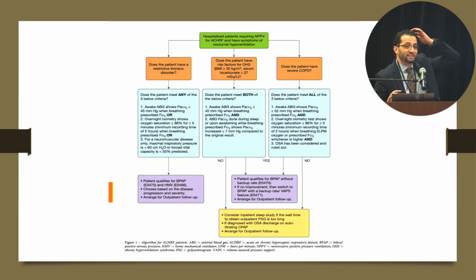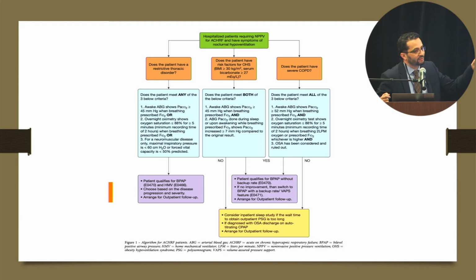For those patients, the best and easiest to qualify is if your patient has restrictive thoracic disease, kyphoscoliosis, or any restriction such as neuromuscular diseases. You just need one of these criteria. Either your patient has a CO2 equal to or more than 45 millimeters of mercury, or your patient is basically not oxygenating: if the oxygen saturation is less than 88% for more than 5 minutes, you can still qualify them for PAP. In spontaneous mode, they could be qualified for a home ventilator too.